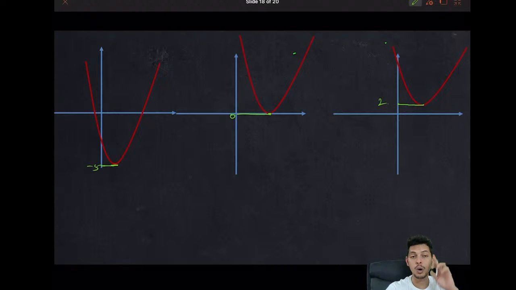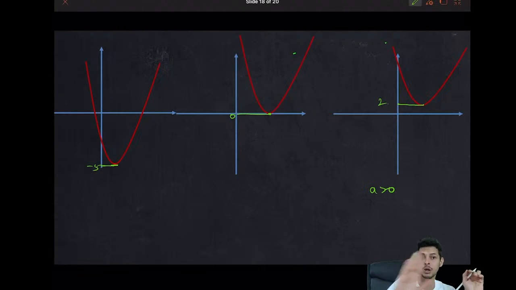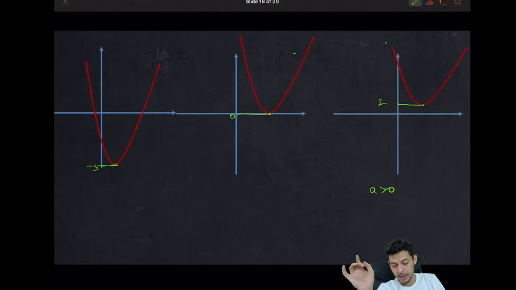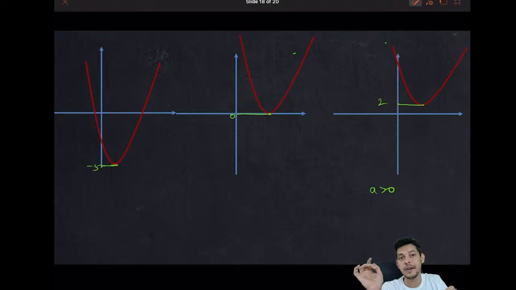So a quadratic whose a is positive will always have a minimum value attached to it. That means there will be a value of y below which the quadratic cannot go. Now we are going to discuss when this minimum occurs and what the value of this minimum is.